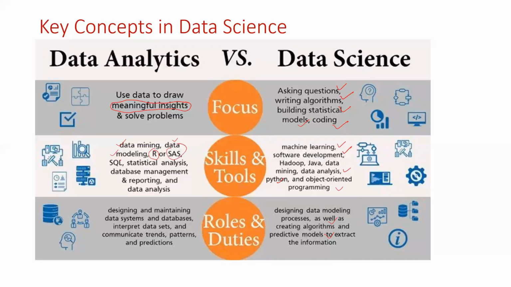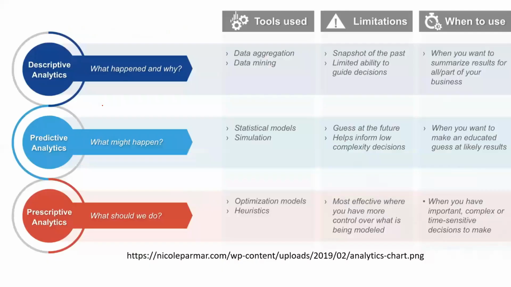Then SAS, SQL, statistical analysis we use, database management and reporting is a part of it, data analysis is a part of it. And at the bottom, the infrastructure on which we build it is designing and maintaining databases, data systems, interpret the data sets, communicate trends, patterns, and predictions, right? So you see, basically, data science asks, explores, and builds models, whereas data analytics brings out meaningful insights. So it digs out the meaningful insights, right? How we should proceed. So this is the basic difference.